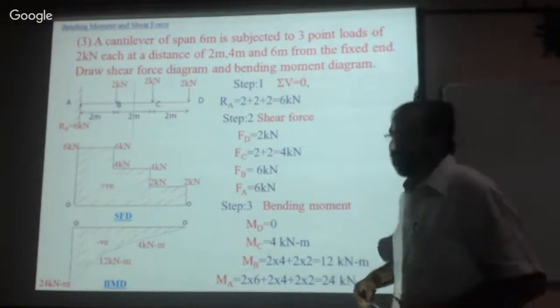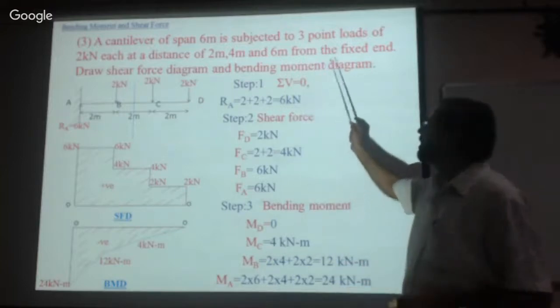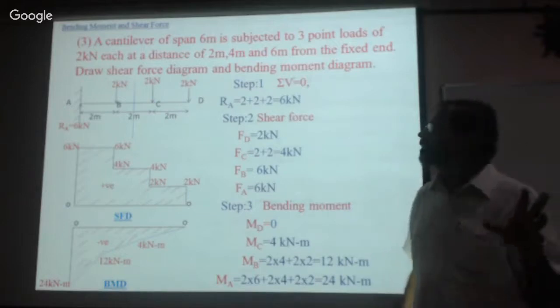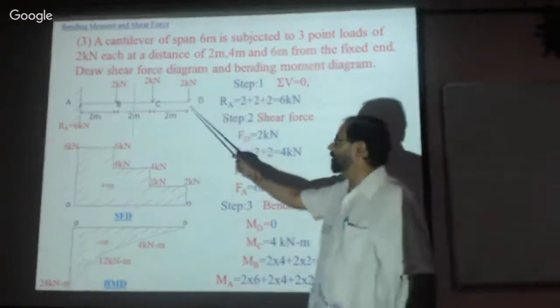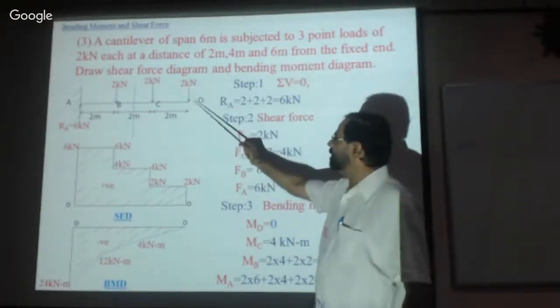I am advising our students to go through the problem carefully and read it first. You must read it 2-3 times, understand it, and then draw the diagram. Note the left hand side, right hand side, fixed end, simply supported end, and free end.